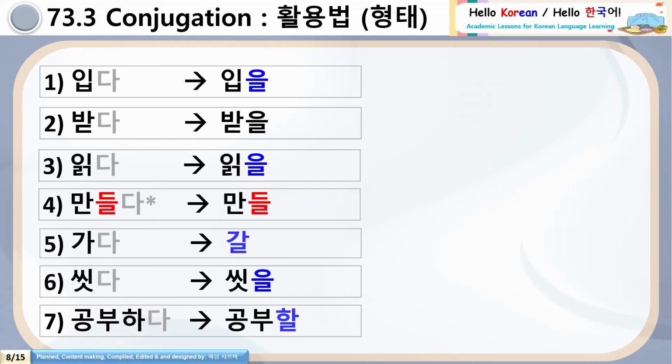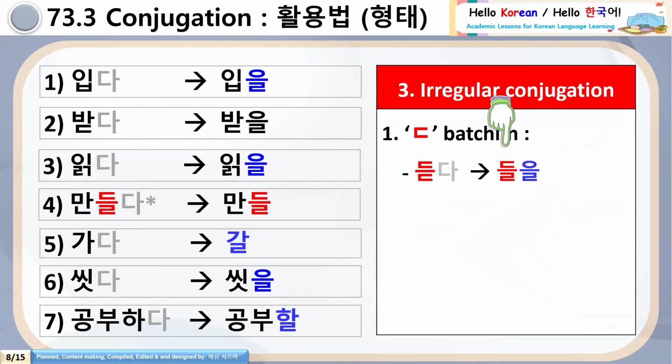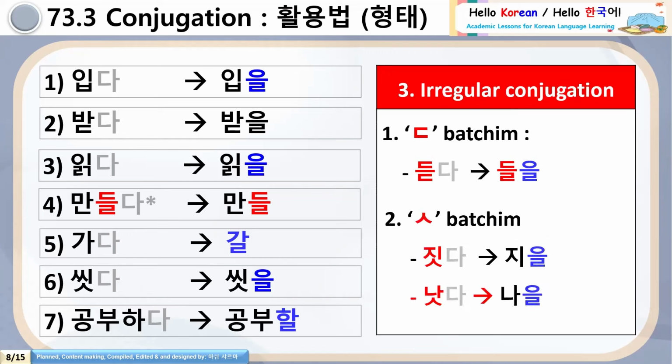Conjugation is clear. Now see here, some irregular conjugation words are here. With the ta pachim, datta, meaning to listen, datta will be thiril. And with the sa pachim, see the word jitta, jitta will be jil, and natta will be naul. What is happening here? The sa pachim is dropped after the conjugation. So please write these 3 words in your special notes. There are a few more words, but as of now, these 3 are enough.